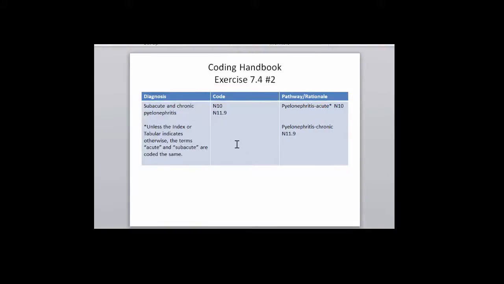The next diagnosis is subacute and chronic pyelonephritis. And I have a little note here to remind you that unless the index or the tabular indicates otherwise, the terms acute and subacute are coded the same. Our pathway, we're going to find the main term of pyelonephritis, acute, and pyelonephritis chronic. So we'll take that.